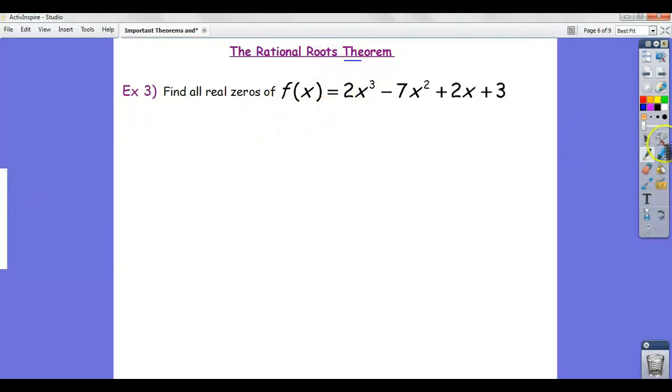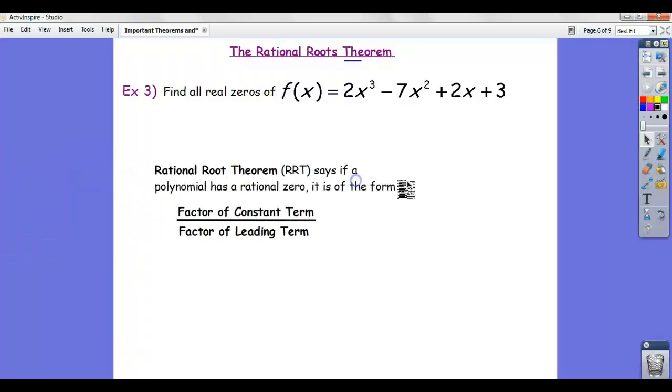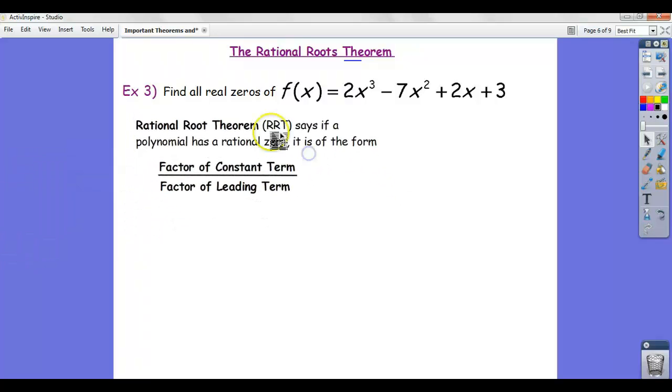What the rational roots theorem says is, I'm just going to pull it over here, and you can copy it down. It says that if a polynomial has a rational zero, it is of the form factor of constant term divided by factor of leading term. So let's decode that for a minute. First, let's look at this word rational. Rational numbers are numbers that can be written as fractions. So for example, 4 is a rational number, 1/2, 0.7, because 0.7 is the same as 7/10. Those are all rational numbers.